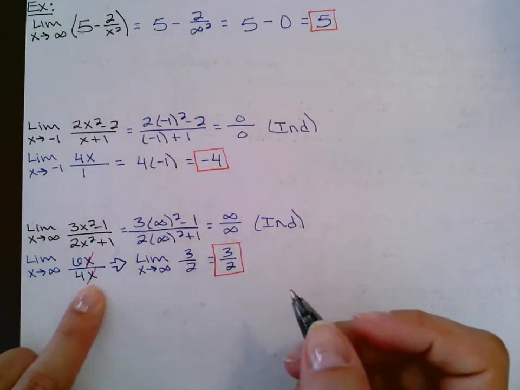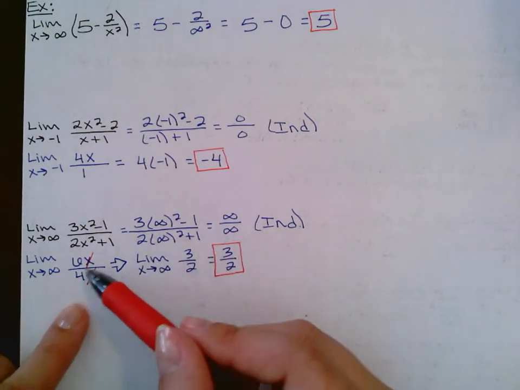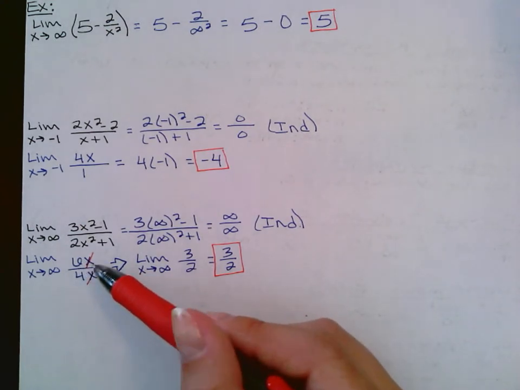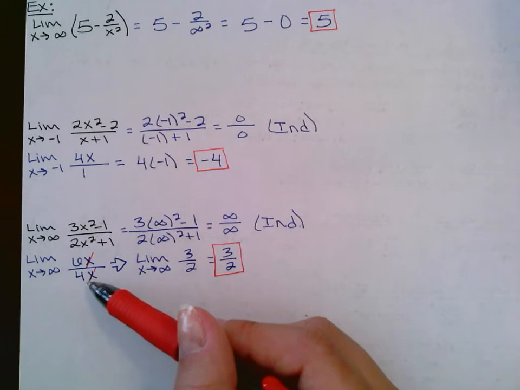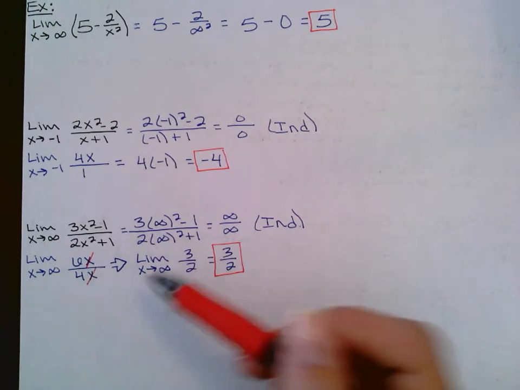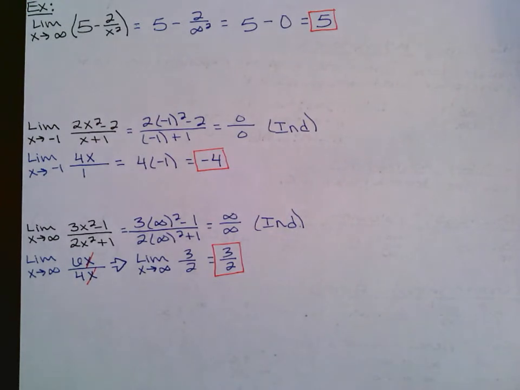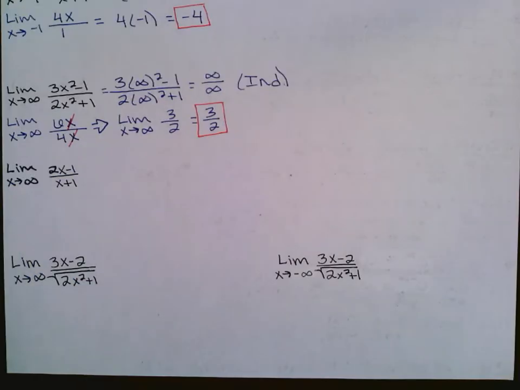If I would not have caught that reducing of those x's, I would have gone infinity over infinity again. And then derivative of 6x would just be 6, and derivative of 4x would just be 4, and then I'd get 6 over 4, which reduced is 3 over 2, okay? All right, so let's look at these next few questions.